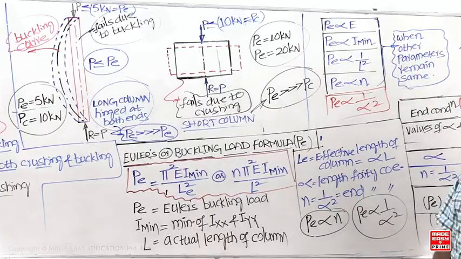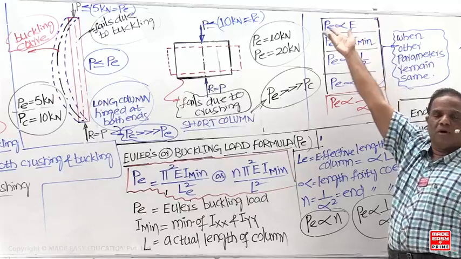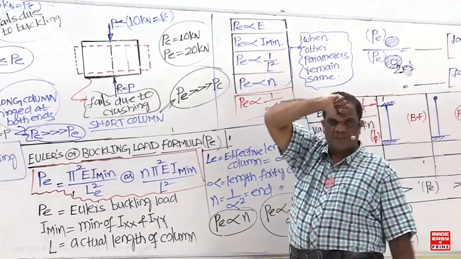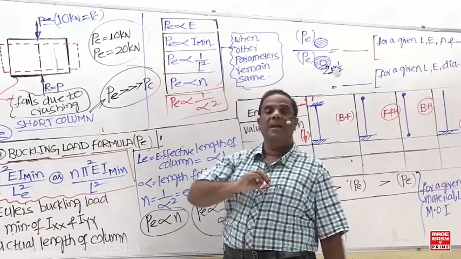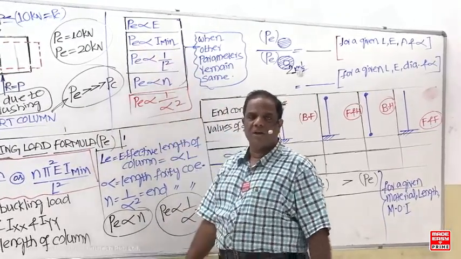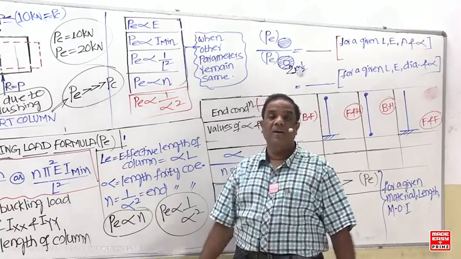So buckling load depends upon only Young's modulus if the moment of inertia is the same, length is the same, and end condition is the same. Buckling load depends upon only moment of inertia when the material is the same, end conditions are the same, and length is the same.